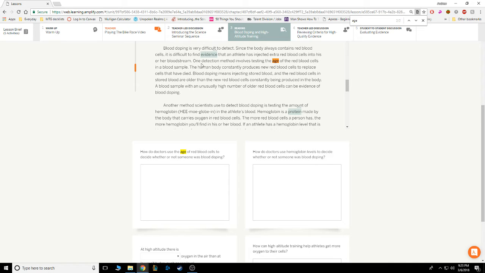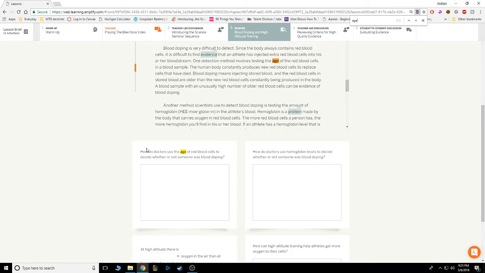So let me quickly read it. One detection method involves testing the age of the red blood cells in a blood sample. The human body constantly produces new red blood cells to replace cells that have died. That makes sense, because otherwise our body wouldn't be growing. Blood doping means injecting stored blood, and the red blood cells in the stored blood are older. Well, that makes sense, because they came from farther back before they were re-added than the new red blood cells that are constantly produced in the body. A blood sample that has an unusually high number of older red blood cells can be evidence of blood doping. Alright, I've finished this sentence, so I think I have a good idea what it's going to ask me.